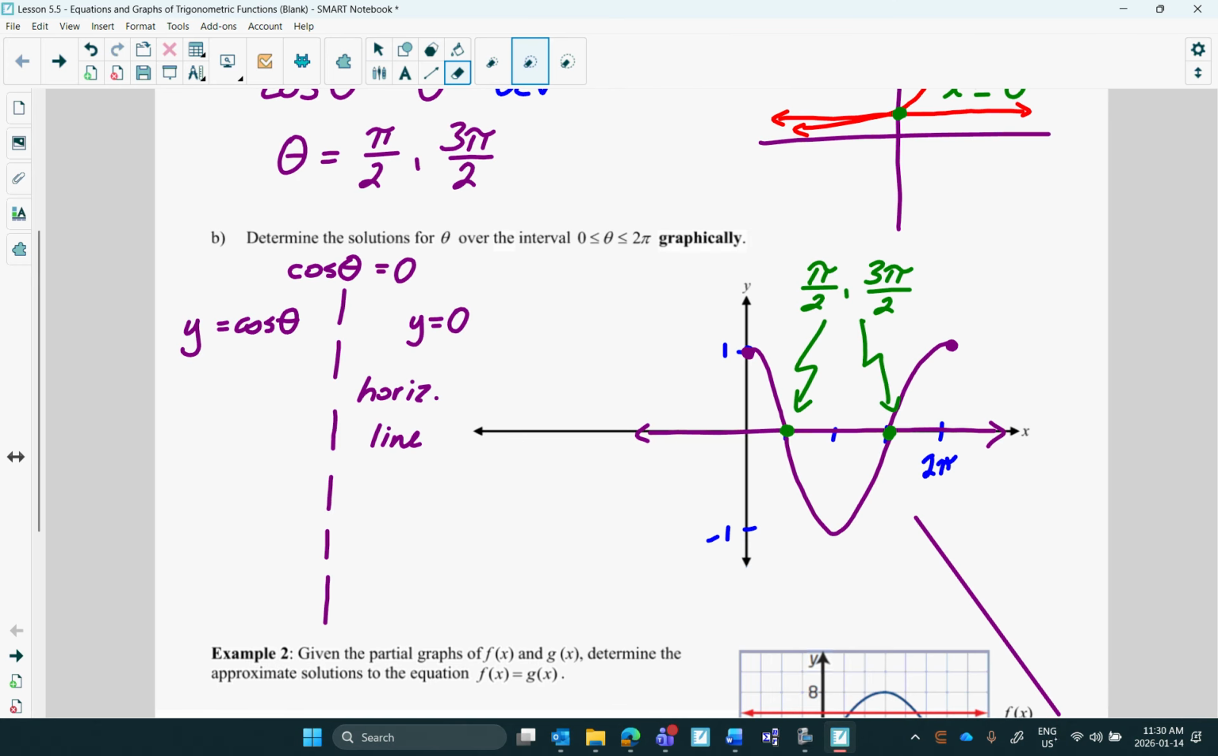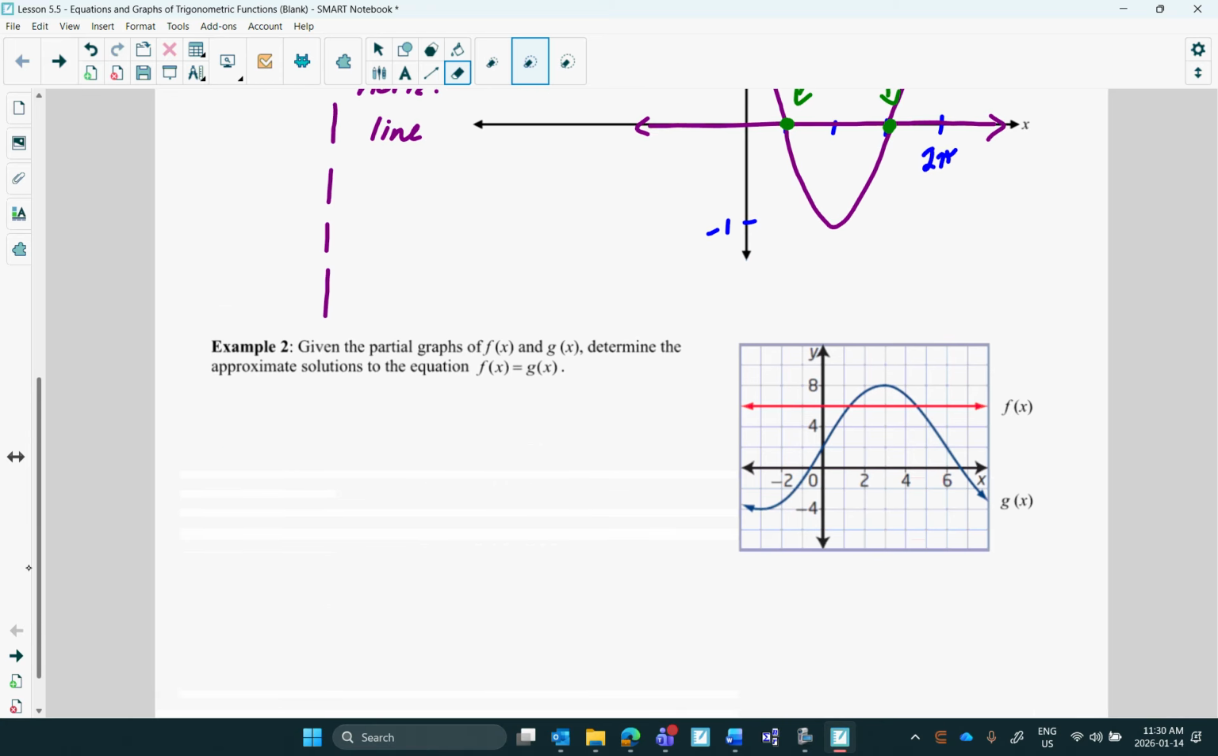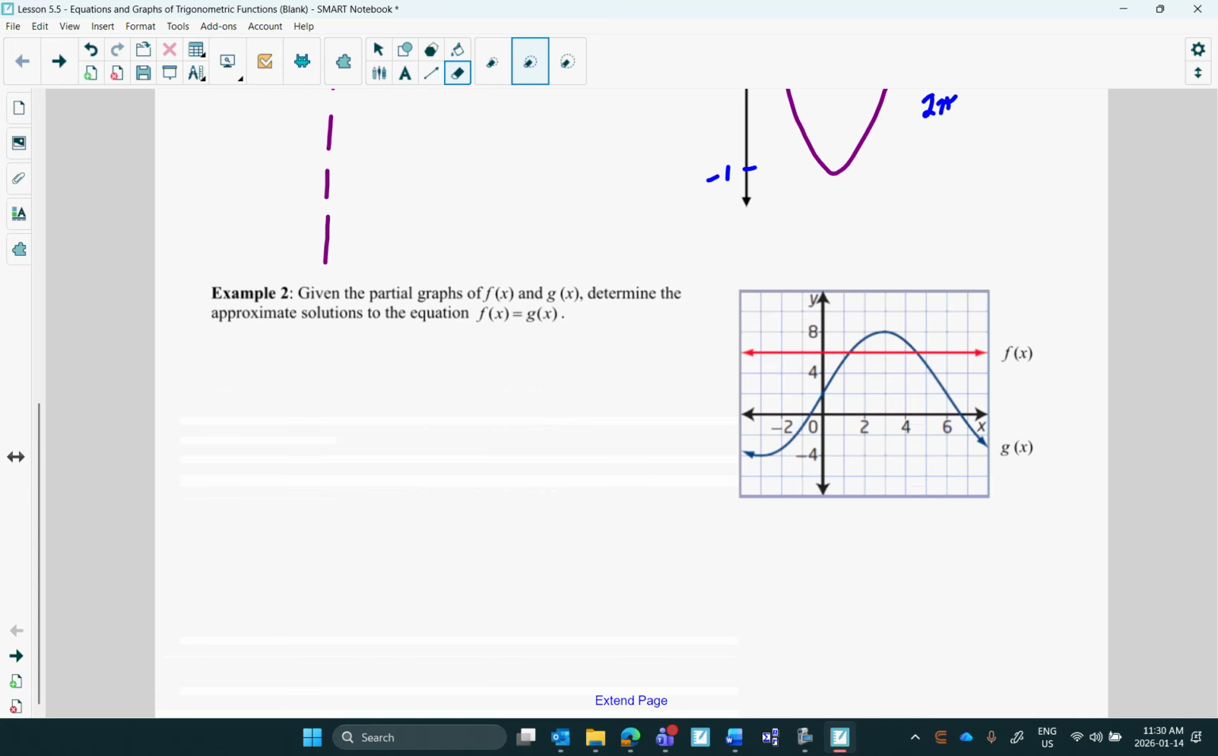So just remember that, because a lot of times they like to throw a question like this on the exam, where you have to find a point of intersection. So a question like this. Here the graph's given for you. You're told f of x is this, and g of x is this. If we made f of x equal to g of x, what are the solutions that you can see for x?